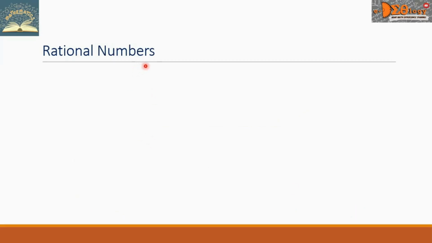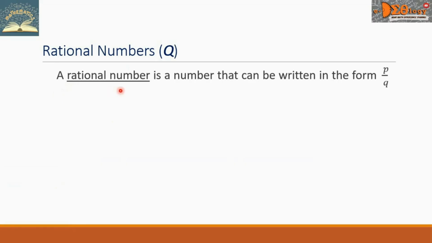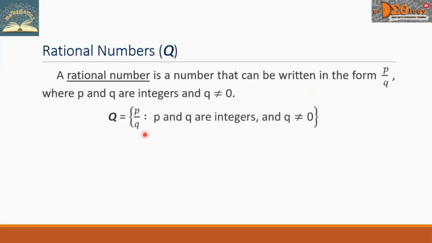Next group is the rational numbers. We denote this as capital Q. A rational number is a number that can be written in the form P over Q, where P and Q are integers and Q is not equal to 0. In set notation, we write like this. Capital Q equals P over Q such that P and Q are integers and Q is not equal to 0.